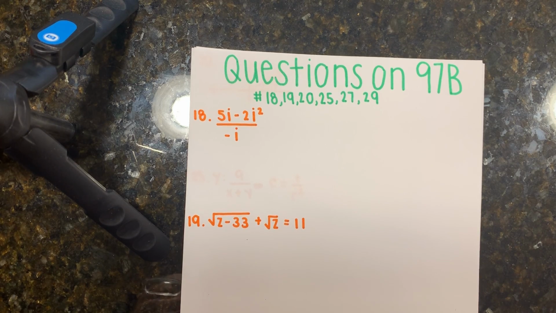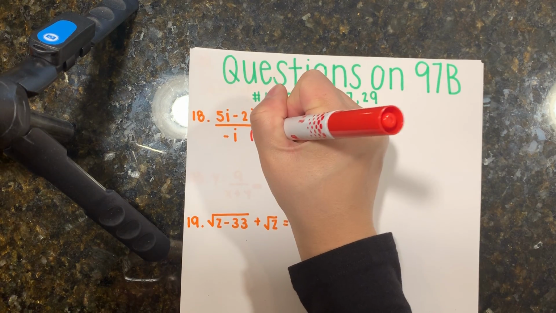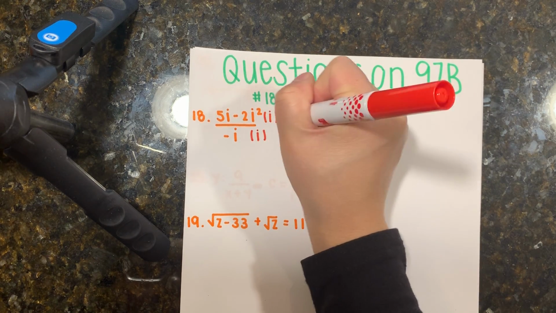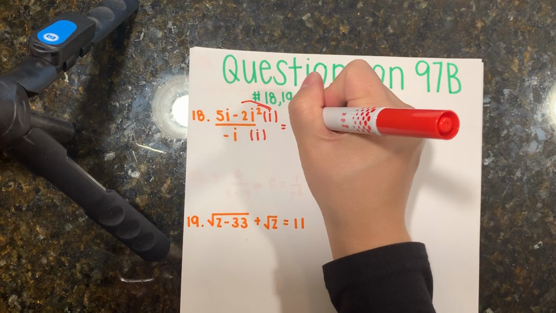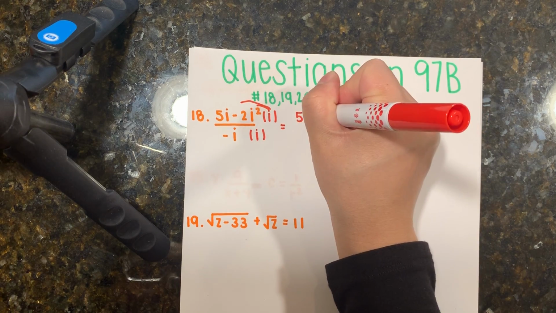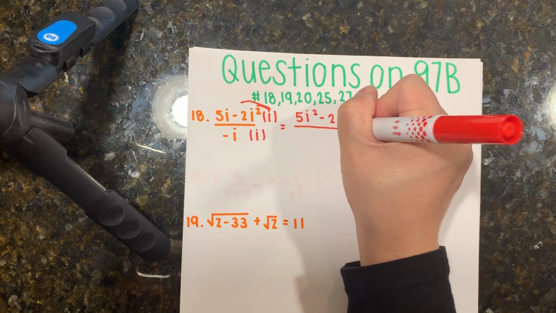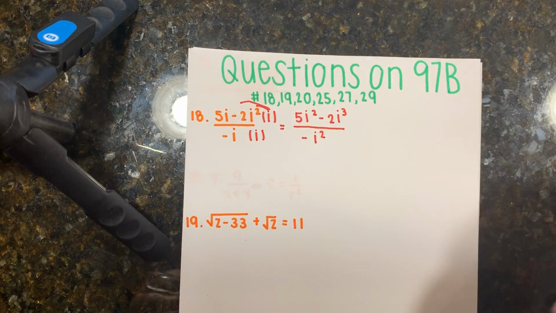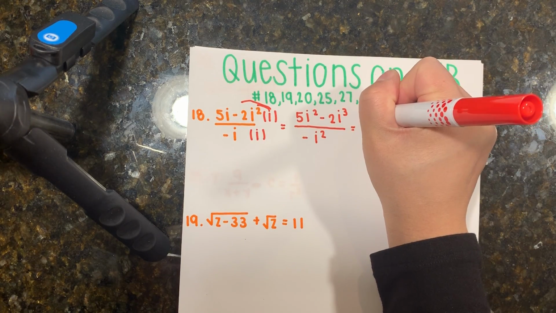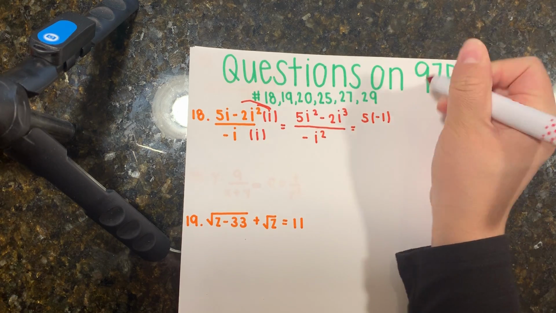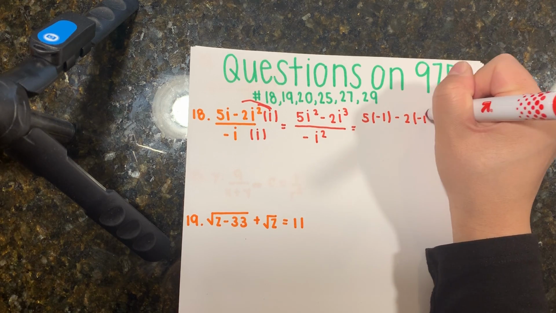So the first thing that I'm going to do for number 18 is multiply top and bottom by i. When I do that, I'm going to distribute the i, which would become 5i squared minus 2i to the third all over negative i squared. Now, i squared is equivalent to negative 1. So that's going to become 5 times negative 1, and then minus 2, and i cubed is equal to negative i.